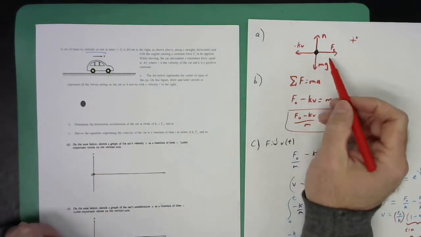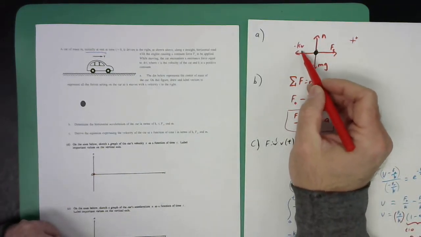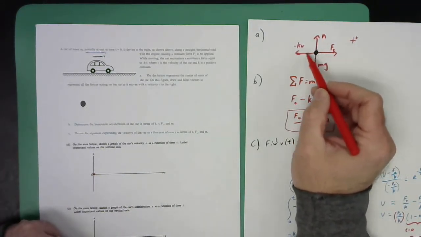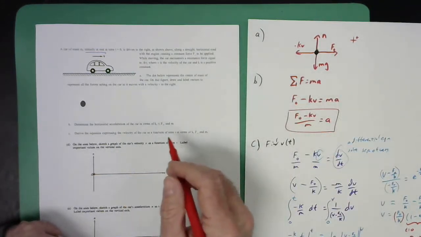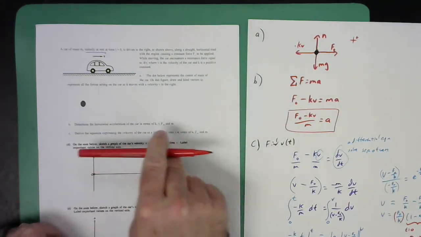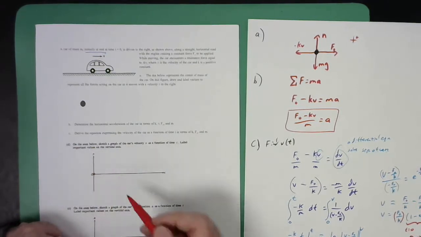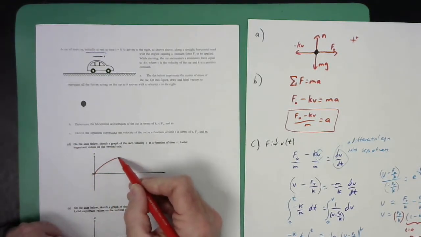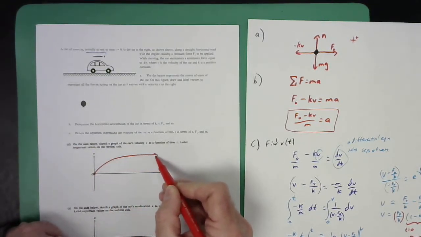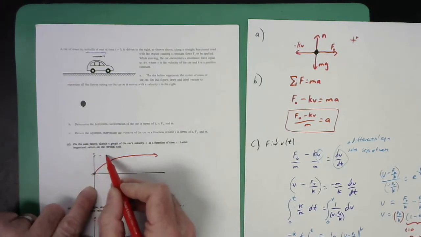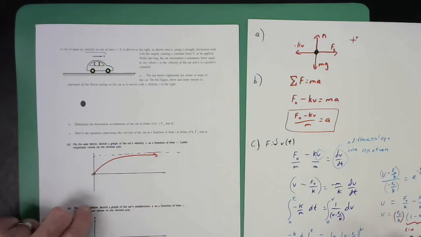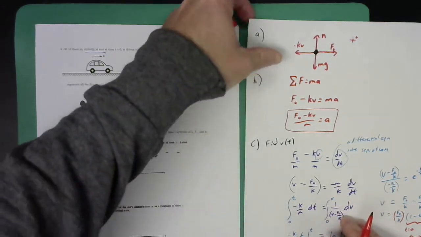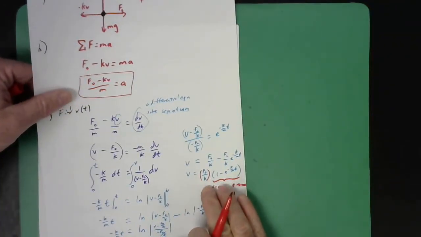Eventually, as time approaches infinity, this velocity will be approaching terminal, and this force will be approximately the same size as this. And so I'll get a total force of 0, which means an acceleration of 0, which means a horizontal slope on the VT graph. So this is asymptotically approaching the terminal velocity. We also know that terminal velocity, we figured out here, was going to be F naught over K.